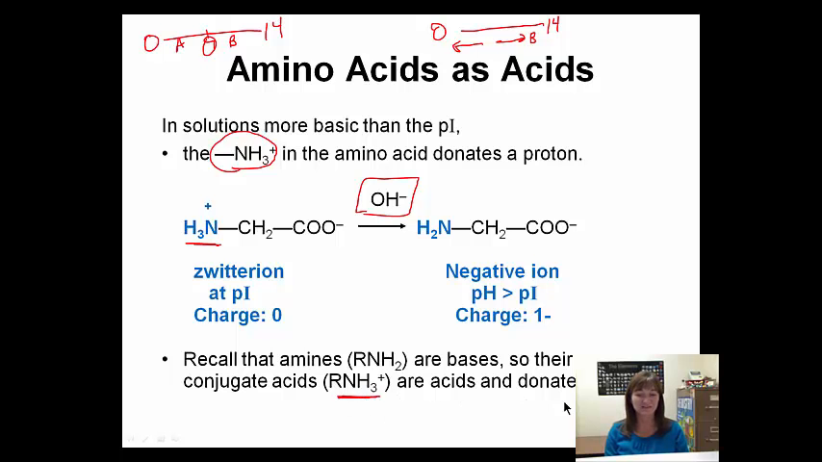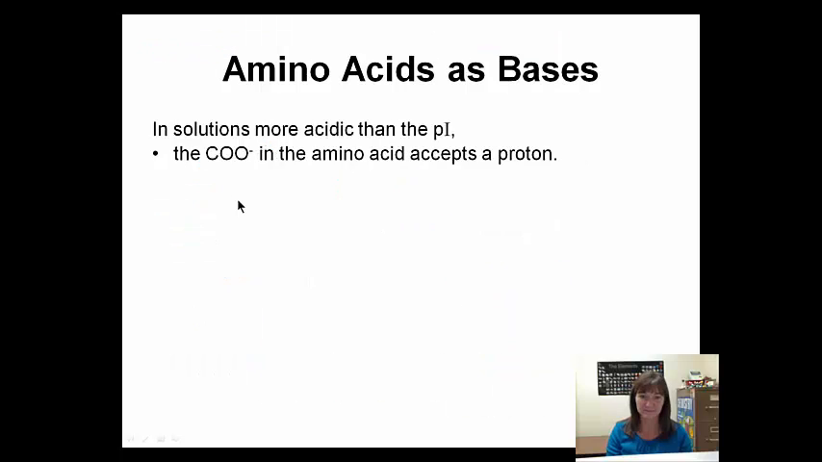The conjugate acids are going to be acids which donate their H+. So what we're saying here is that this group right here, when it's positive, is an acid. And remember that acids neutralize bases. So if you have a high pH compared to the isoelectric point, then your NH3+ group is going to donate a hydrogen ion to that base.